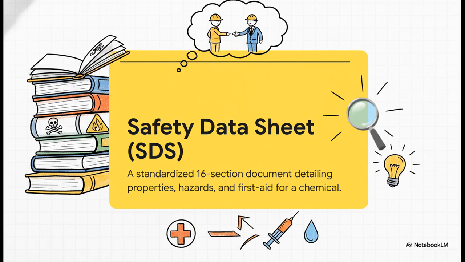Now, for every single chemical on that site-specific list, there has to be a corresponding safety data sheet, or SDS. This is a standardized 16-section document that details exactly what the chemical is, what its health hazards are, and the precise first aid procedures required if an exposure happens. The brilliance of the SDS is that it ensures 20-year veterans and brand new hires alike share the exact same standardized vocabulary for emergency chemical response. It takes all the guesswork out of an emergency.